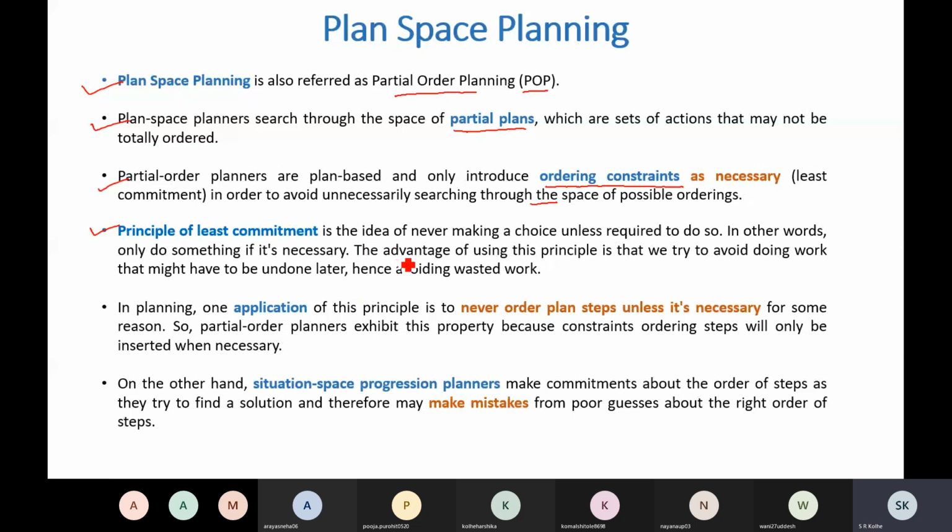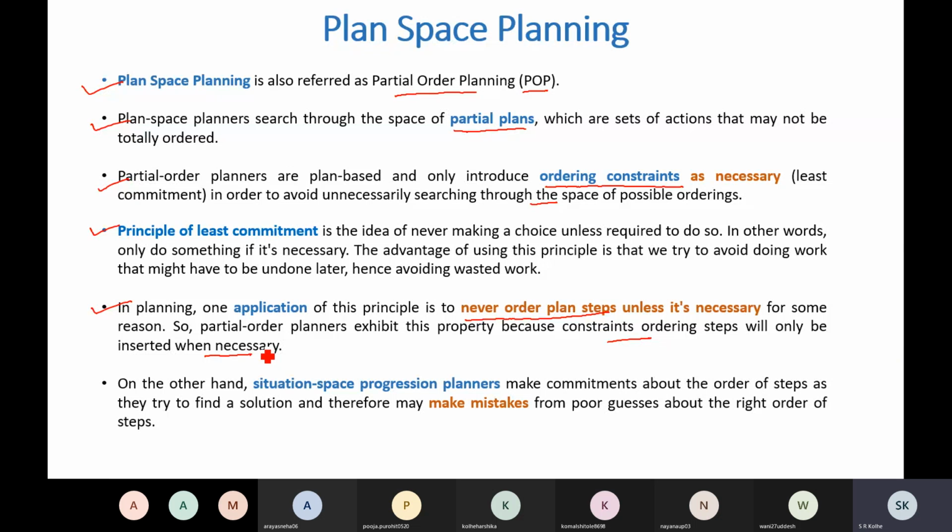Now in planning we are going to use this. In planning, one application of this principle is to never order steps in your plan unless they are required for some reason. And you will find that the planner exhibits this property, because an ordering constraint will only be inserted when it is compulsory or necessary.